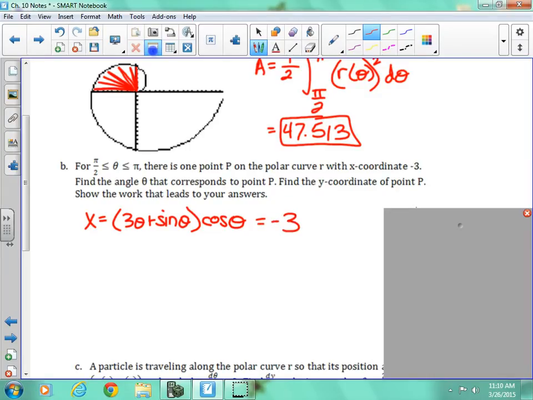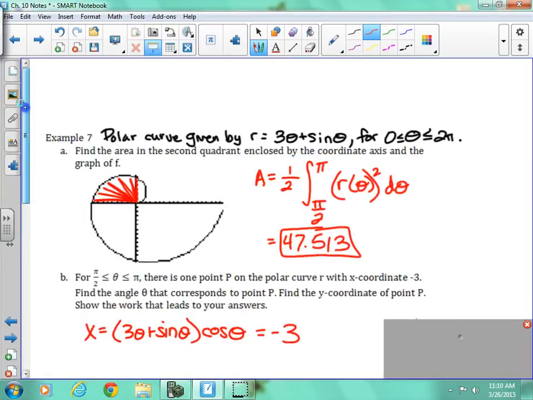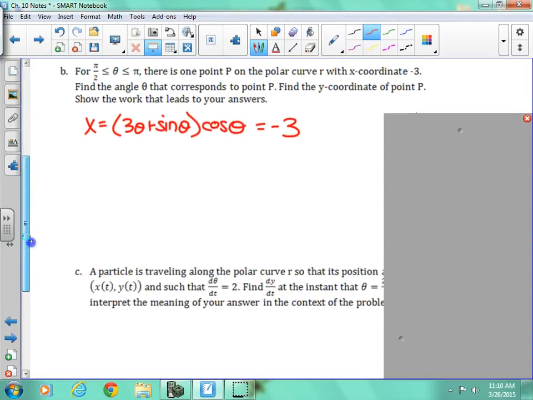No way. If they ask me to do that by hand, I am going to, guess what? Calculator. Do it by hand? Nope, we don't have to. This is a calculator problem, hence why I did decimals in the answer before. Find the angle that corresponds to point P. Find the y-coordinate of point P. Show the work that leads to your answers.